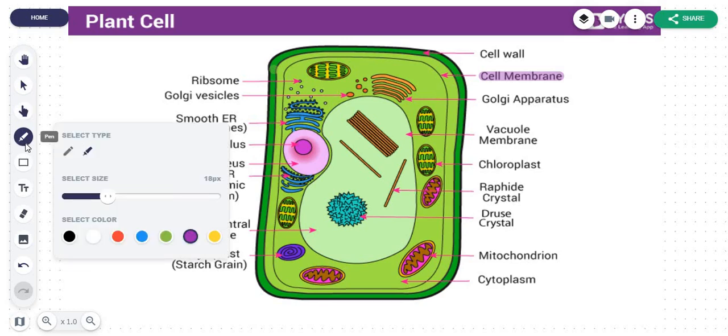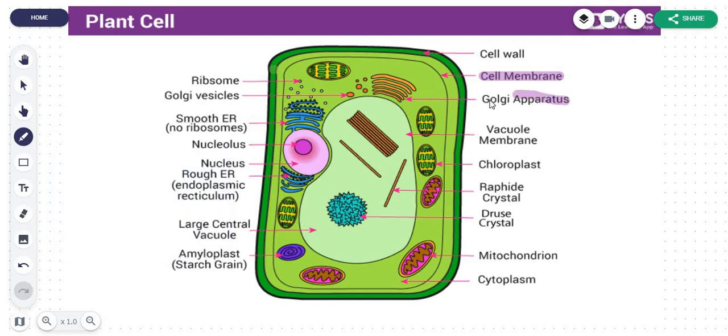I'm going to speed things up now so that we can cover many things quickly, okay? Right, this is your Golgi apparatus. This whole thing, you can see here, remember, it's usually near the endoplasmic reticulum and the nucleus, okay.